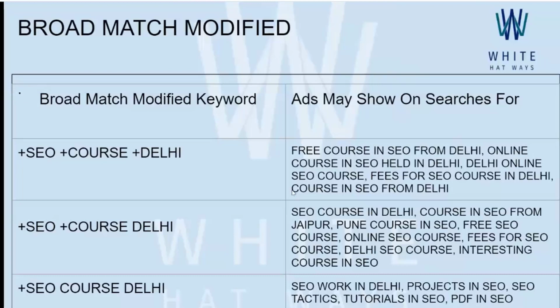So SEO work in Delhi. Imagine, SEO work in Delhi. The entire purpose gets defeated over here. Projects in SEO. Again, the purpose is getting defeated. SEO tactics, tutorials in SEO, PDF in SEO. All these are queries which would still trigger the ad because only SEO is required as a part of the search query. Course and Delhi are irrelevant. These are both broad matches.